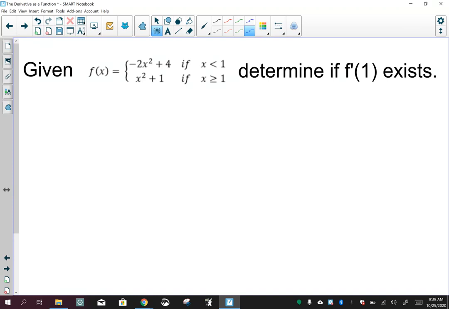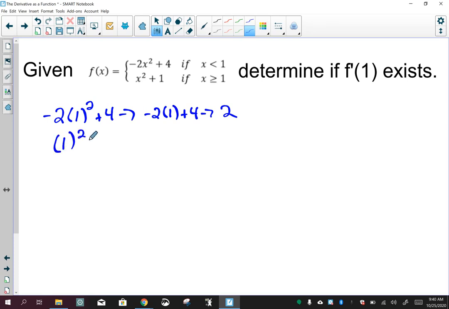So, you come over here and you say, all right, well, let's go negative 2 times 1 squared plus 4. That gives me negative 2 times 1 plus 4. So that gives me a 2. Okay. Then I say 1 squared plus 1. That gives me a 1 plus 1. That gives me a 2. So I am continuous. That's a good thing, because I need to be continuous.